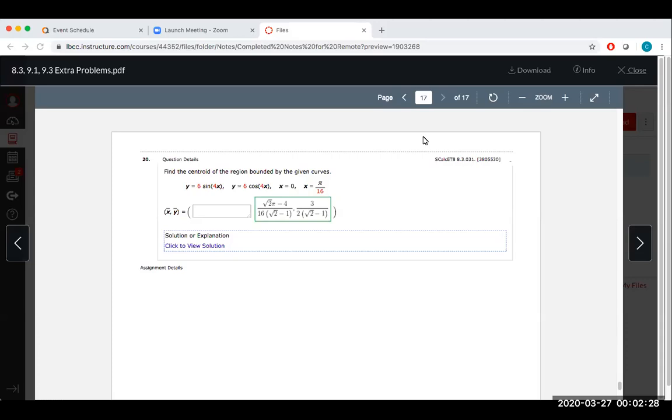This is another centroid problem for you guys. It is covered in the 8.3, 9.1, 9.3 extra problem section under files in Canvas. I am going to cover number 20 now, which is this problem. Find the centroid of the region bounded by the given curves. We have 4 different curves here. We're going to find that we only need 2 of them to define what the top and the bottom function would be. Again, if you guys do want to see this done in the other variable, once I'm all done with this, just let me know so I can go over that with you.